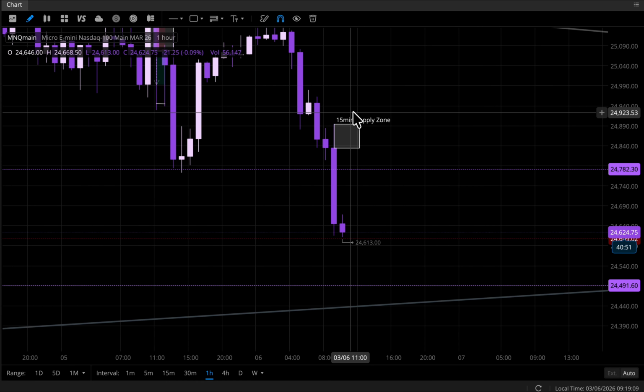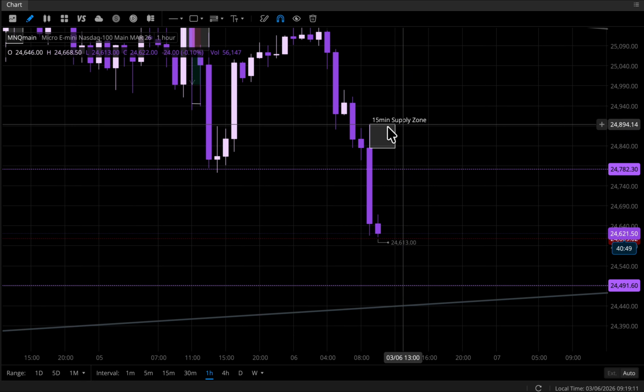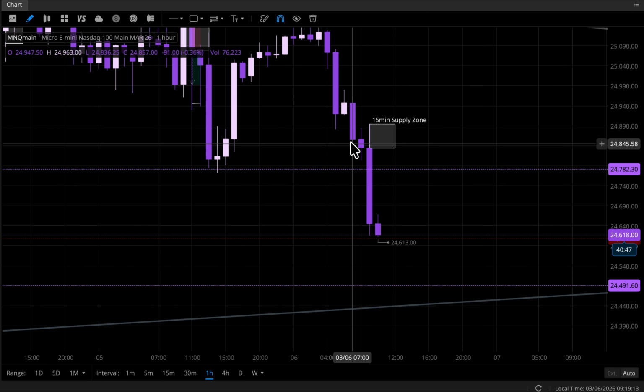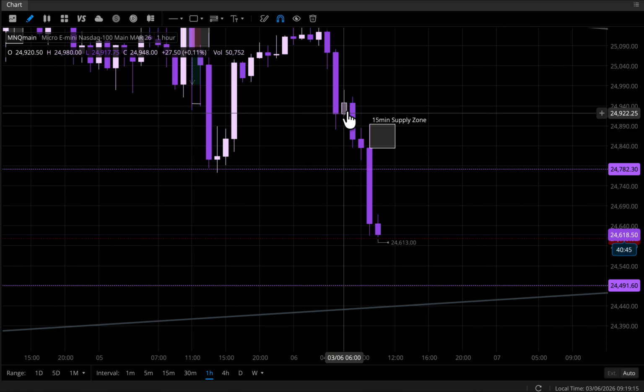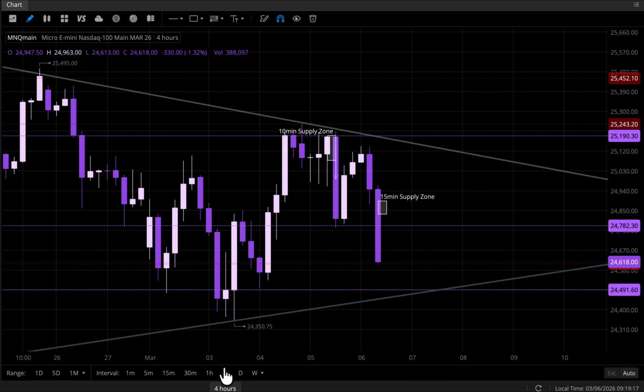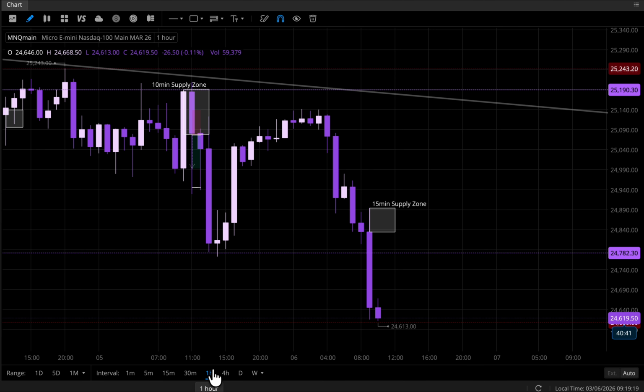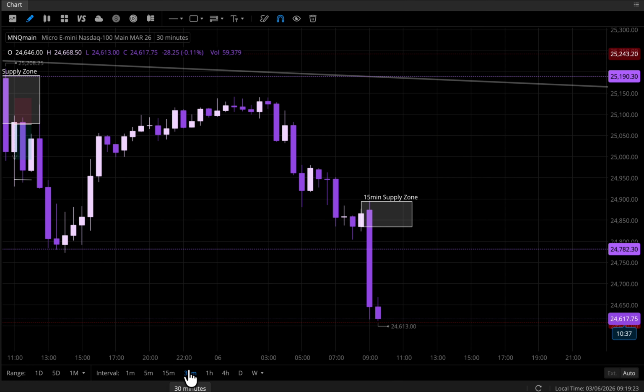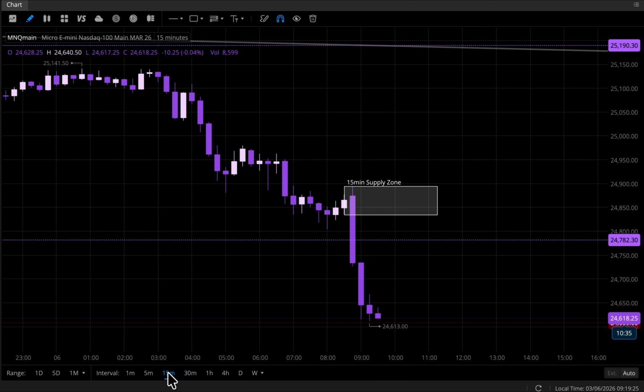So we got our 15-minute supply. The hour supply is up here. When it broke, it never tapped out either. Interesting. Oh, keep that in mind. But for now, we're going to use the 15. If we get a break, we know there's others we can go back and check.